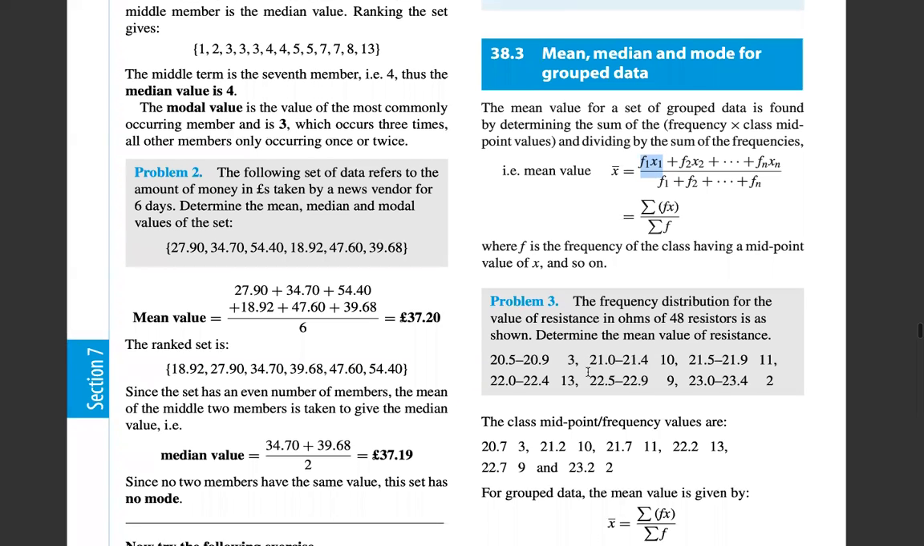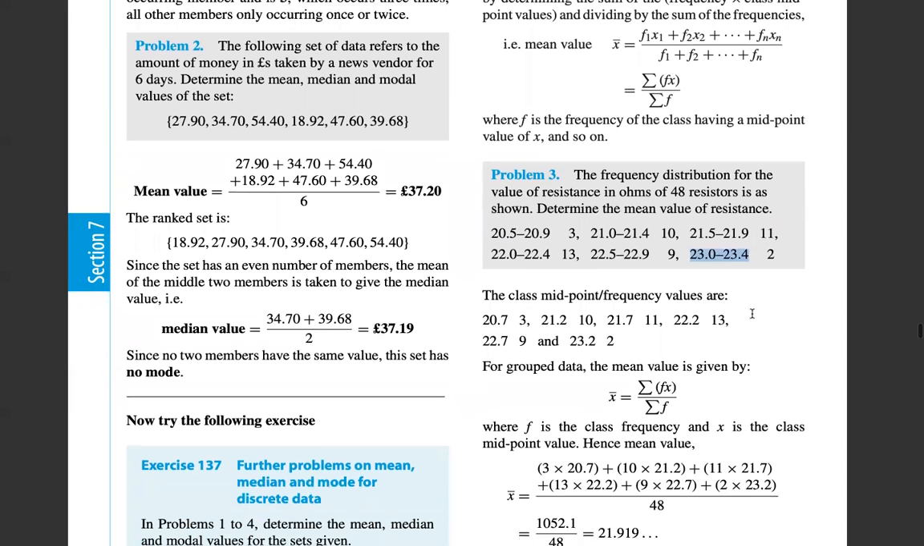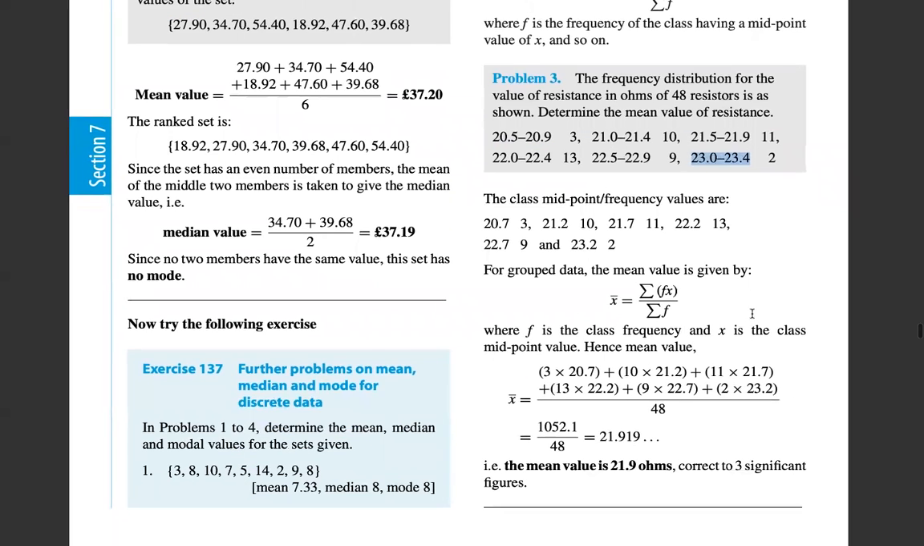They have a frequency distribution of 48 resistors. This is the breakdown: between this range we have 3, between this range we have 10, and this range we have 11, and so on. When you add up 3, 13, 10, 9, 11, 2, you get 48. But we don't know what the actual resistors are. That's grouped data. All I know is I have 2 resistors with a resistance in this range. I don't know what the values are. You lose the data, so the only thing you can do is take the midpoint and multiply by the frequency. That's what they're doing here.